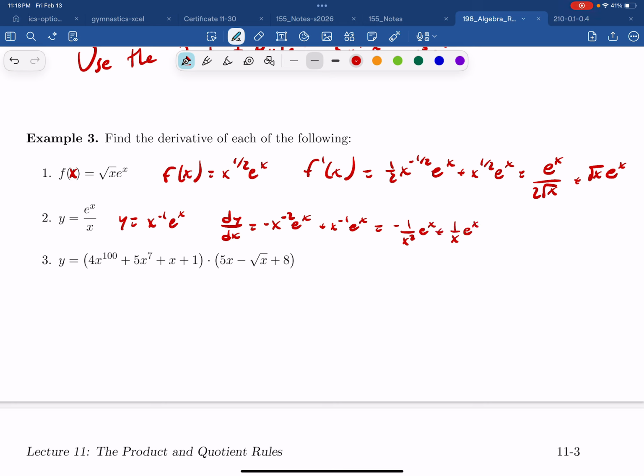Now, last but not least, look at number 3. Look at this behemoth. Right? Imagine having to simplify all that out and then take the derivative. It'd be painful. Instead, let's not simplify it. Let's just use the product rule. Take the derivative of this first term, 400 x to the 99th plus 35 x to the 6th plus 1. Remember, the derivative of x is 1, derivative of 1 is 0. And then times, keep this the same.